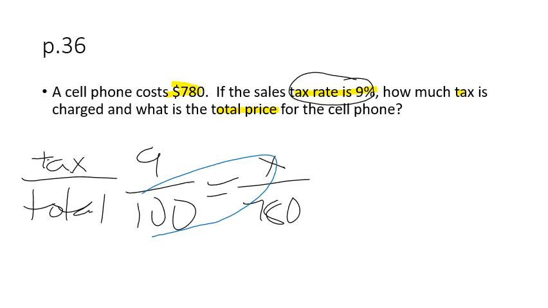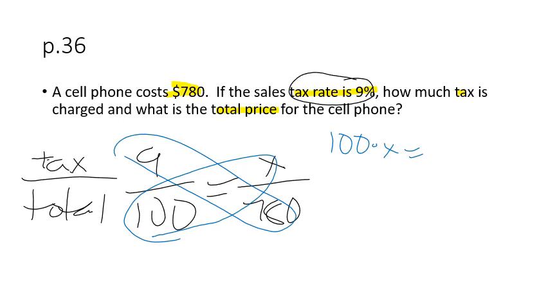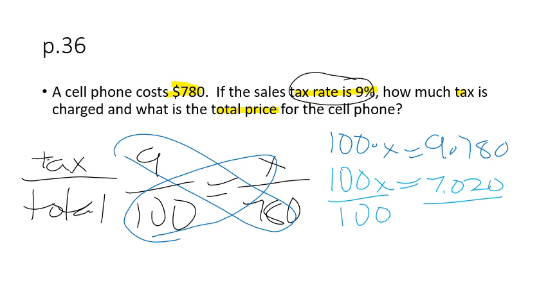Once again, we're going to cross multiply. So 100 times x equals 9 times 780. And I'm just going to simplify. Okay, 100 times x is 100x. And that equals 9 times 780, which is 7,020. Okay, my final step would be divide both sides by 100. And x equals 70.20. And that represented the tax.